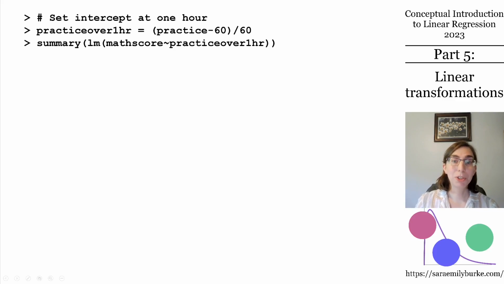Here, I've again computed a new variable based on the original practice variable. This practice over 1 hour variable is practice in minutes minus 60, then divided by 60. This variable will be 0 at 60 minutes, 1 hour, and its units are hours. 1 unit is 1 hour. So the value will be -1 for people who practiced an hour less than the 60-minute reference point. In other words, people who didn't practice get a score of -1 on this measure. And this variable will be +1 for people who practiced an hour more than the 60-minute reference point.